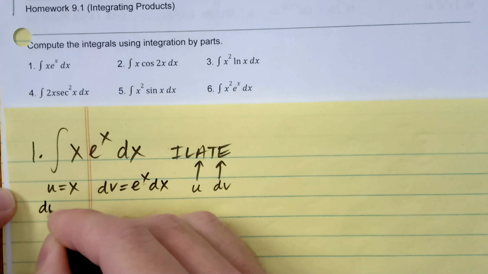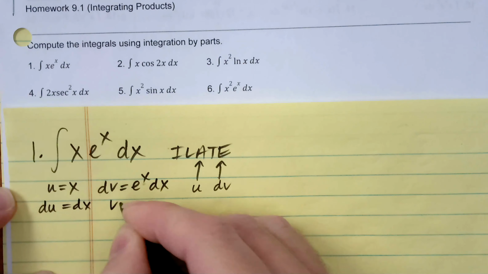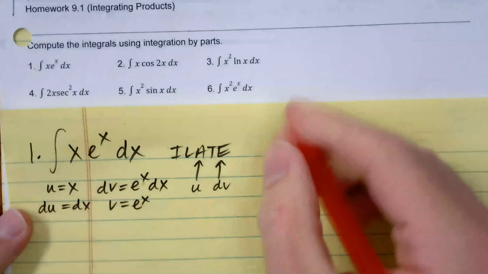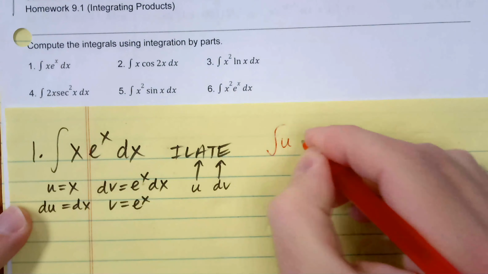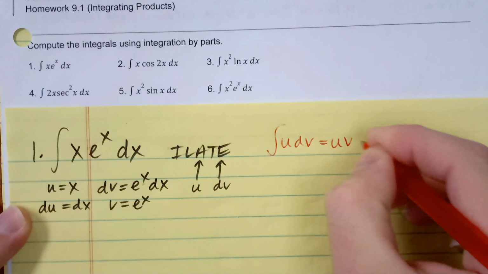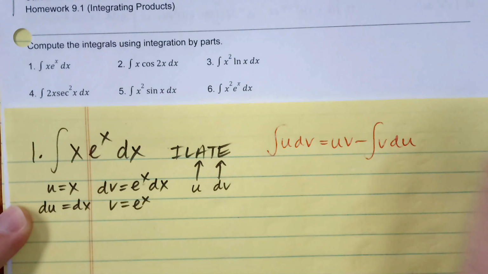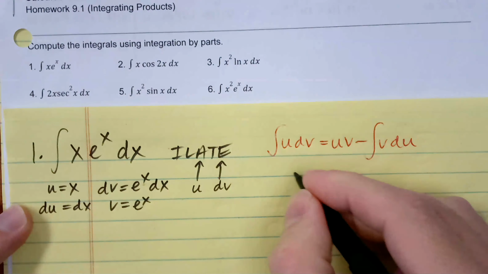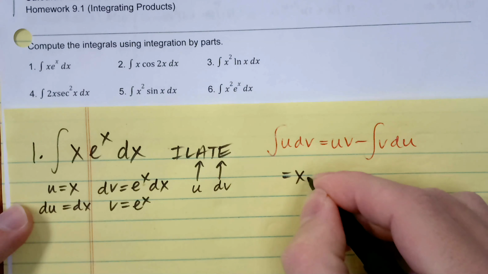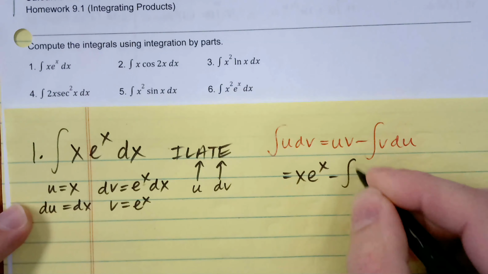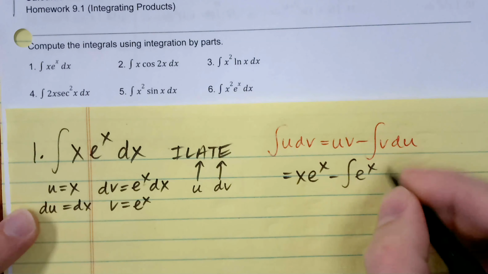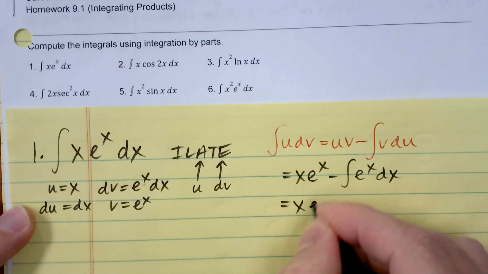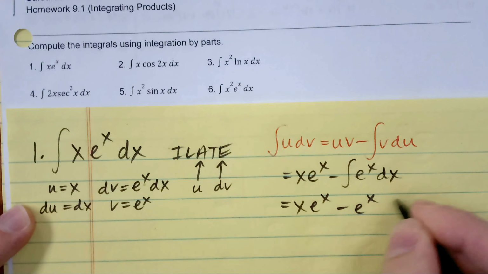I need to take the derivative of u and the antiderivative of dv. Then I'm going to need to remember the important formula: the integral of u dv equals u times v minus the integral of v du. And then I'm going to plug in all the pieces. The integral of x e to the x dx is going to equal u times v, x e to the x, minus the antiderivative of v du. And we know an antiderivative for e to the x dx, that's going to be e to the x.